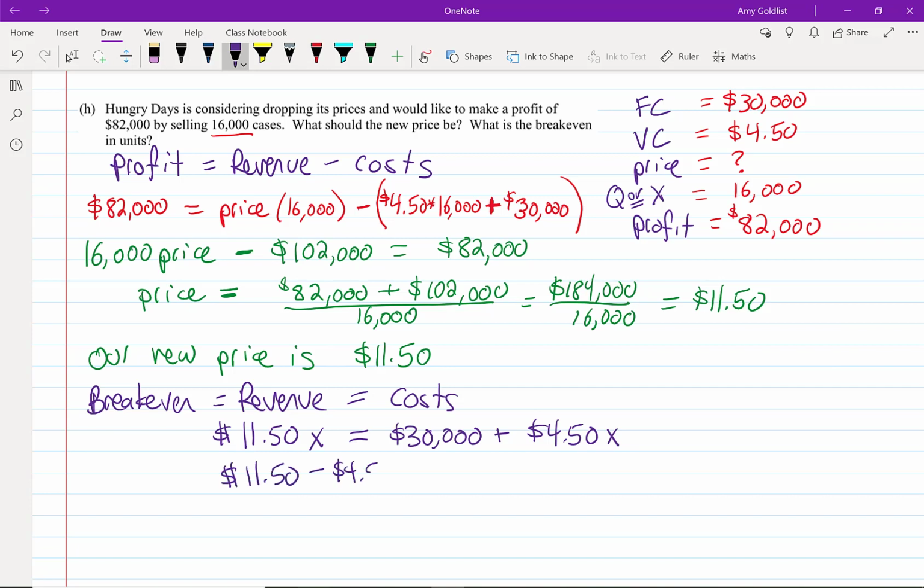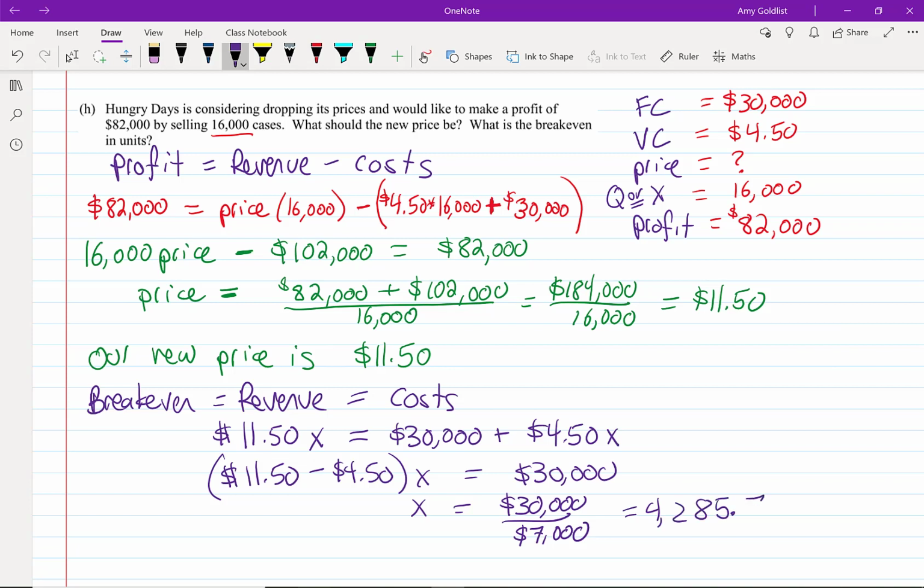Giving us $11.50 minus $4.50 as our contribution margin equals $30,000. That is going to end up with $11.50 minus $4.50 is a contribution margin of $7. So we have X equals $30,000 divided by $7. Again, noting those dollar signs disappear, and we get 4,285.71428. Let's stop and look at that number.